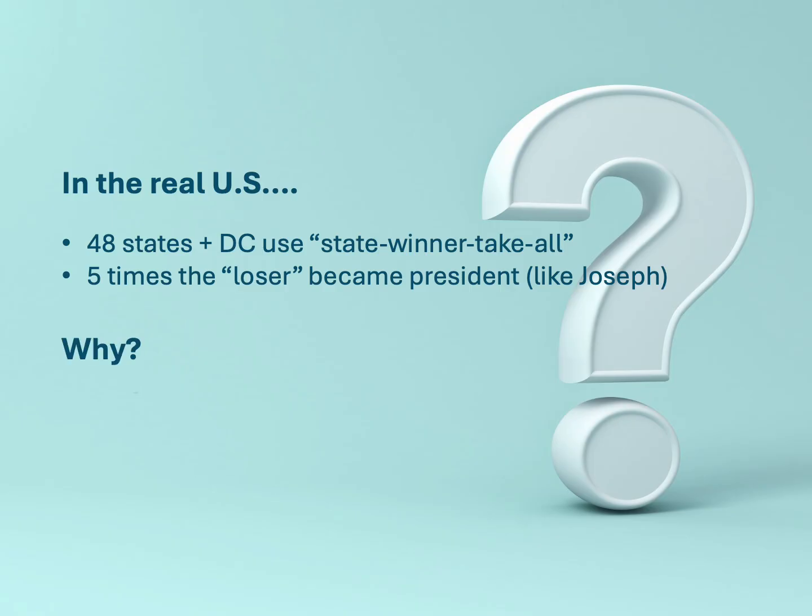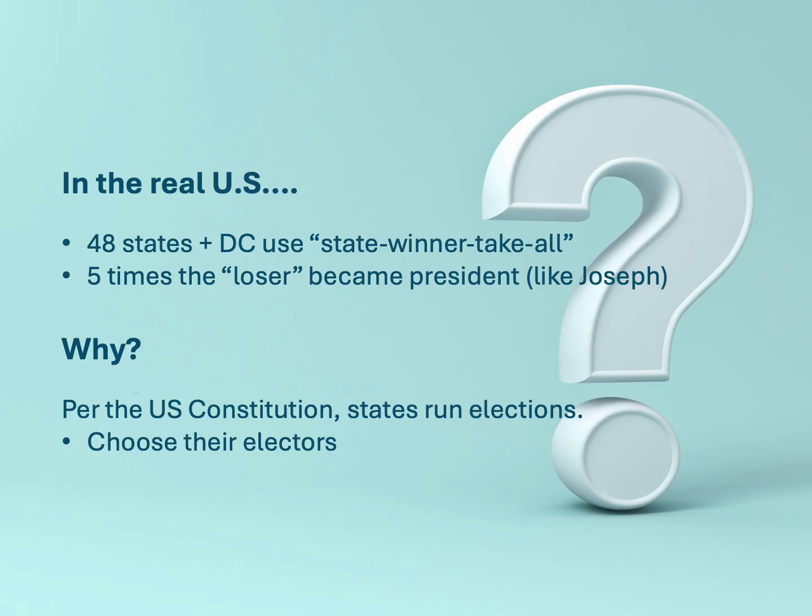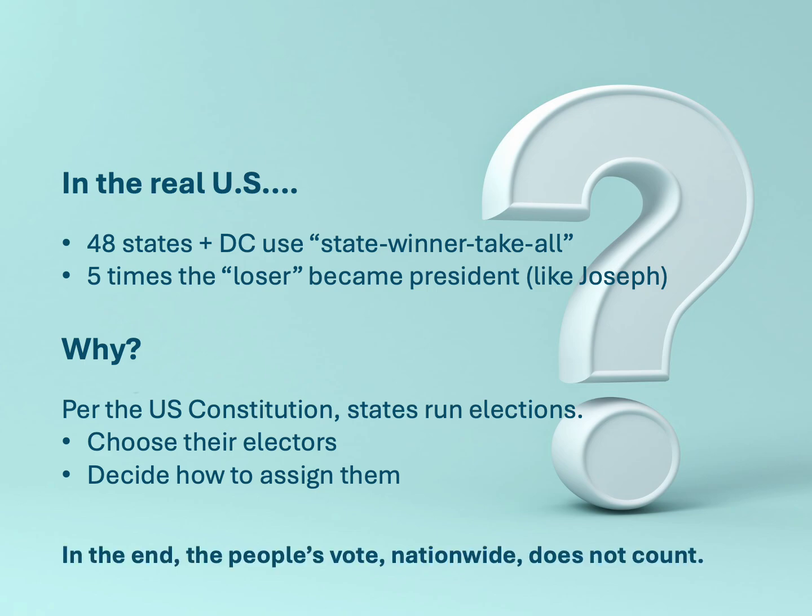Why does this happen? Well, per the United States Constitution, each state decides how to run its own elections. Now, you might hear on the news lately somebody saying, we should nationalize the elections. States don't run it fairly. Well, I've got news for you. You can't change that unless you amend the Constitution. The Constitution gives the right to run elections to states. So they get to choose their electors, and they get to decide how to assign those electoral votes. In the end, the national popular vote really doesn't count for electing the president.